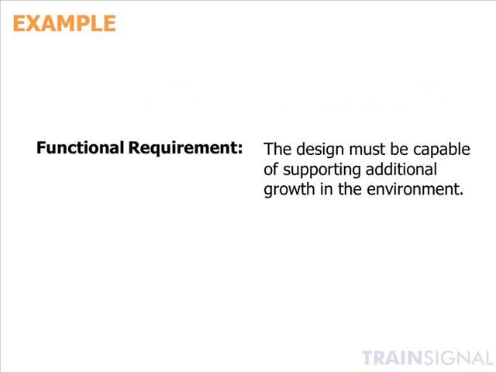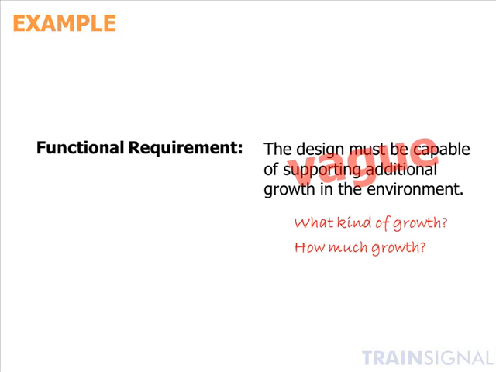Our first example requirement is a functional requirement, and it states, quite simply, the design must be capable of supporting additional growth in the environment. While this is a perfectly valid functional requirement, it is also vague. For example, it doesn't say what kind of growth, it doesn't say how much growth, and it doesn't specify over what period of time. 1 year, 2 years, 10 years? Because the answers to those questions that aren't answered by this requirement will impact the design, it's important that you don't leave questions open in the requirements.